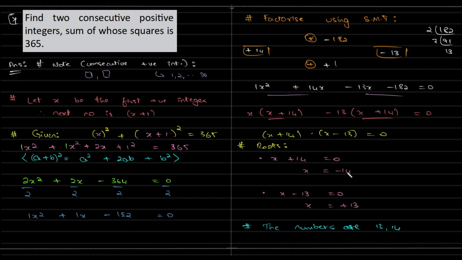Actually, there's one more possibility, minus 14 and minus 13. But since they're asking for positive integers, you end up with the answer 13 and 14. 13 is x, and the consecutive number is 14. So you have to write both. If not, that is wrong. So you have to go with writing 13 and 14.